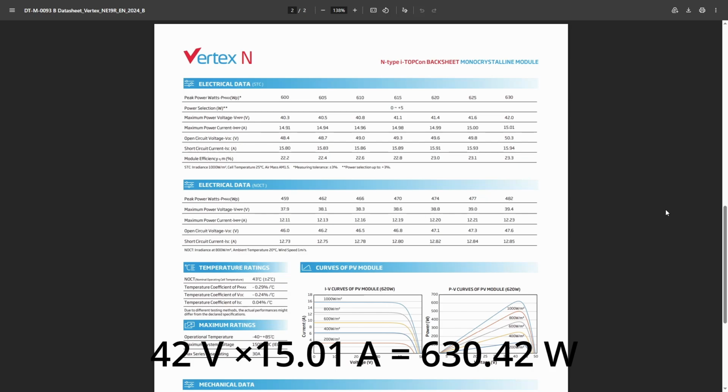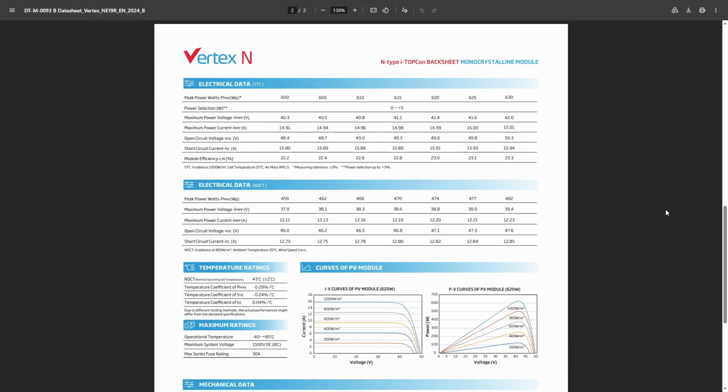That's a good sign. It means the datasheet is internally consistent. The power rating matches the voltage and the current. This is one of the simplest checks you can do. If watts do not match volts times amps, something is wrong. Here, everything matches.